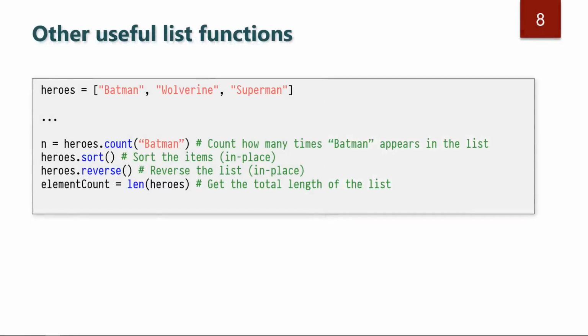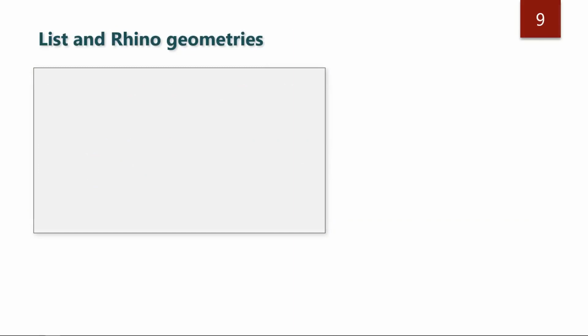Okay, so this function is quite commonly used. Even if you're a Grasshopper user, you might know that one of the most common things with lists is just to query how many elements are in the list, right? So that's the equivalent in Python. Okay, so that is a list of text. Of course, you can store a list of numbers as well. But you can also use a list to store geometry objects.